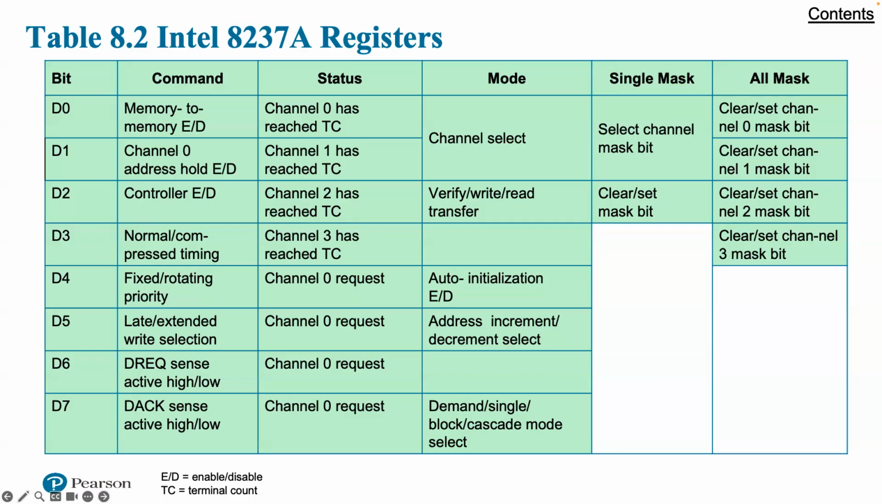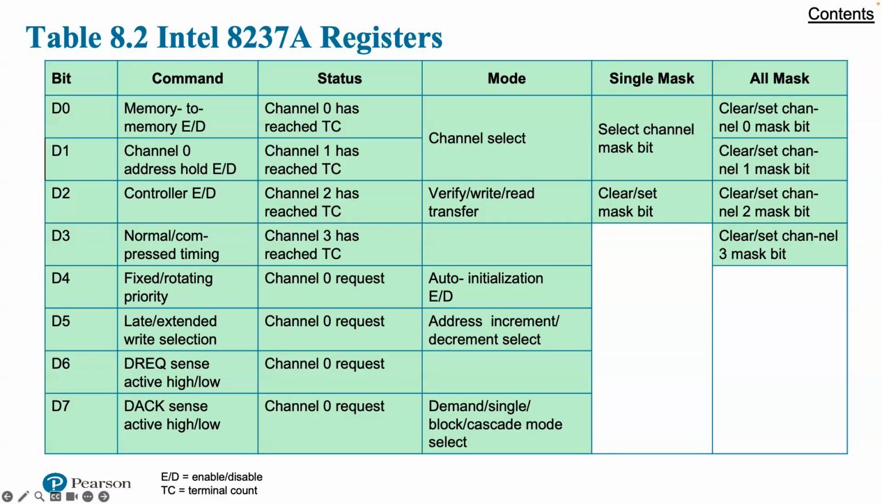Next, we have the single mask register. The processor sets this register. In this register, bits D0 and D1 select the channel. Bit D2 clears or sets the mask for that channel. It is through this register that the direct input of the specific channel can be masked, disabled, or unmasked, enabled. While the command register can be used to disable the whole DMA chip, the single mask register allows a programmer to disable or enable a specific channel.